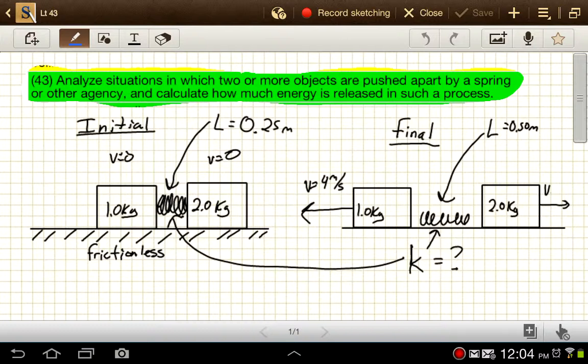Now, when I was in high school, we used to do this with a firecracker. We'd have two carts on an air track right next to each other, and you put a firecracker in the middle and light the firecracker, and the explosion drove them apart. We don't live in a time anymore where that would be an acceptable thing to do at school, but the spring idea certainly would be fine.